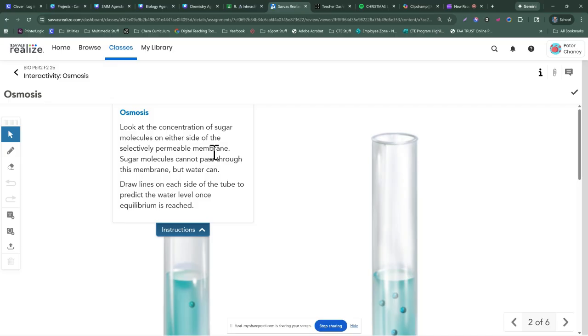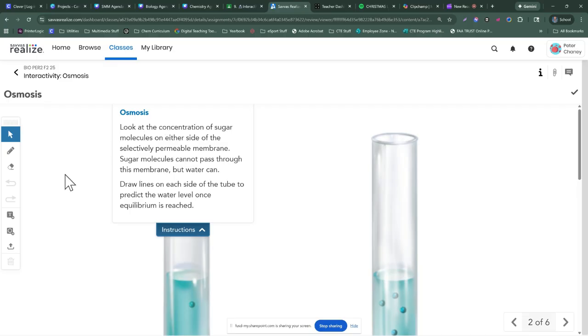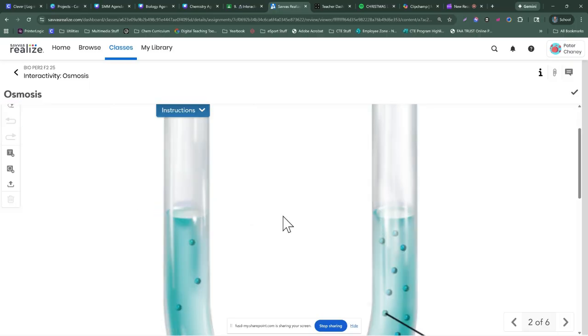All right. The instructions for slide 2. Osmosis. Look at the concentration of sugar molecules on either side of the selectively permeable membrane. Sugar molecules cannot pass through this membrane, but water can. Draw lines on each side of the tube to predict the water level once equilibrium is reached. Okay, so you're going to be using your drawing tool to figure out.